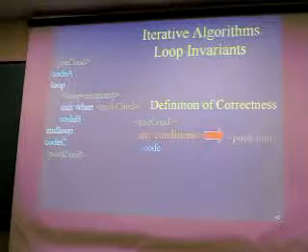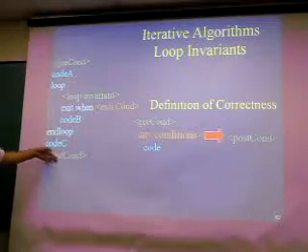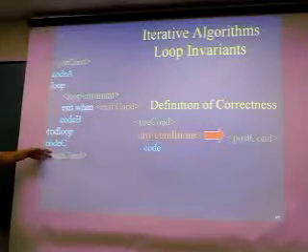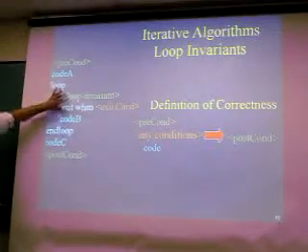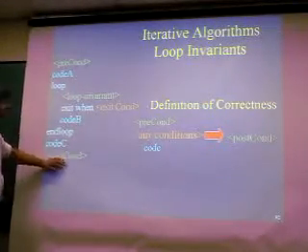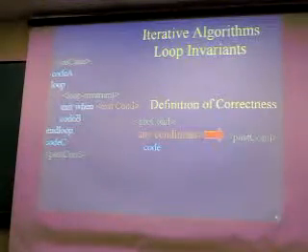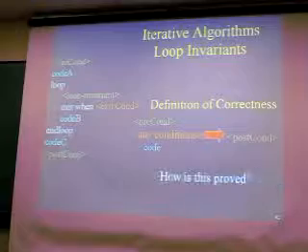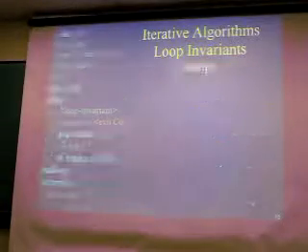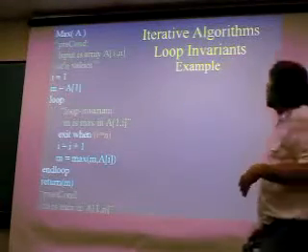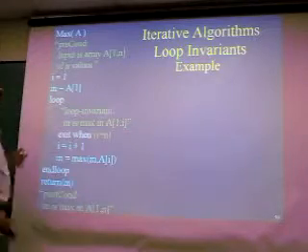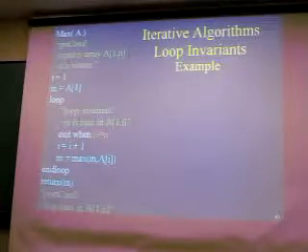Well, we want two things. One, we want to say that we eventually get here, and we also want to say that no matter what happens in between, when we get here, the postcondition will be true. So how do we prove that? We don't know how many times we iterate, but it's going to be the same ideas that we did in the last example.